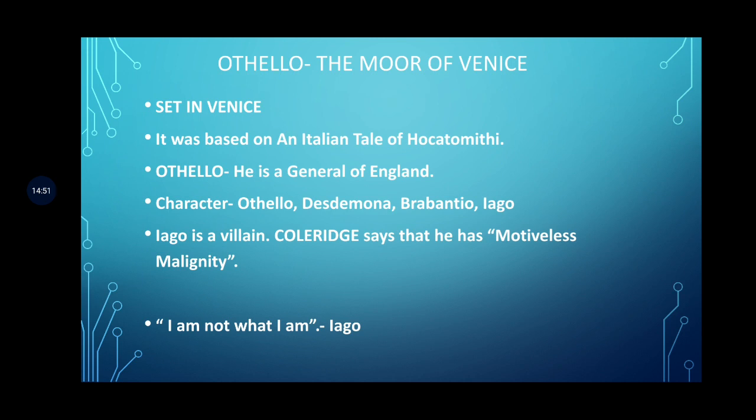Now, who is Iago? He is a villain, a very important villain. Coleridge says that he has a motiveless malignity. And he popularly says, I am not what I am.